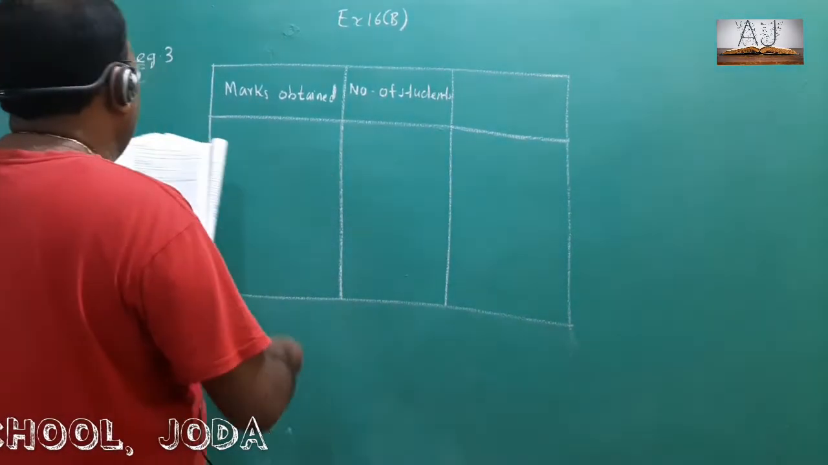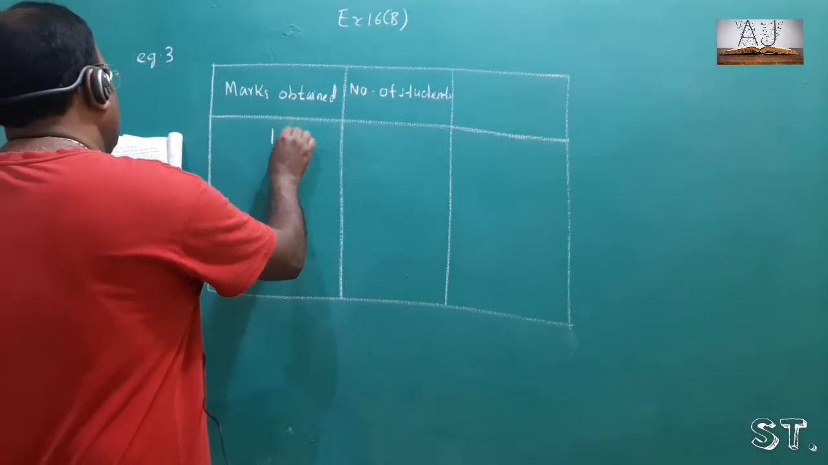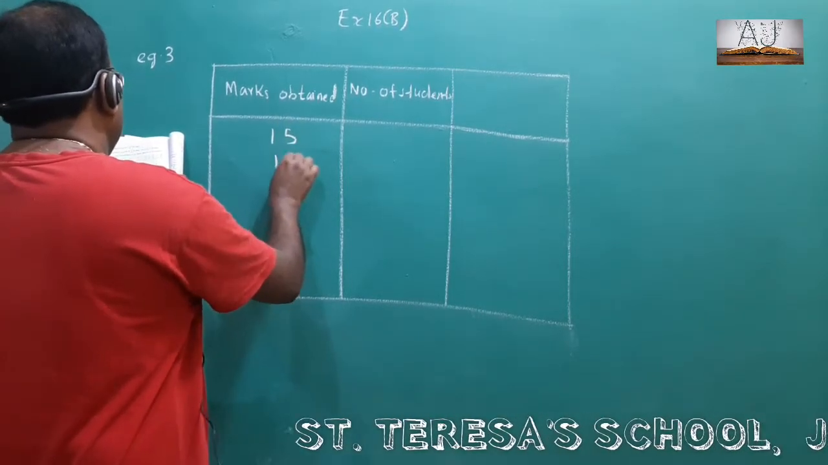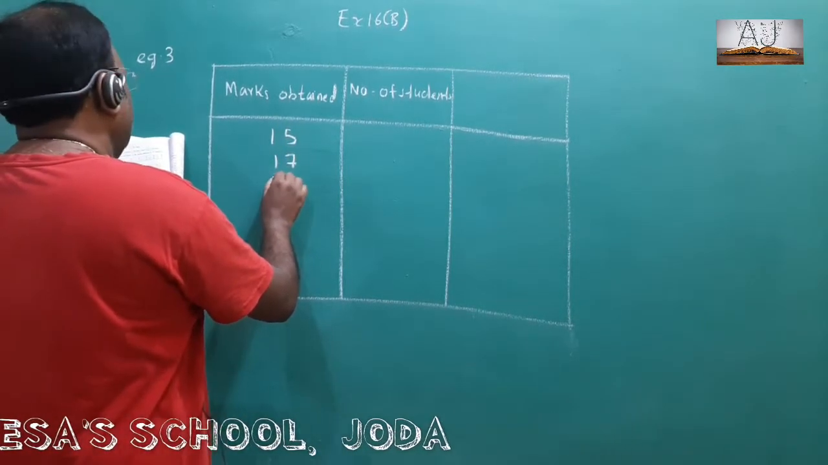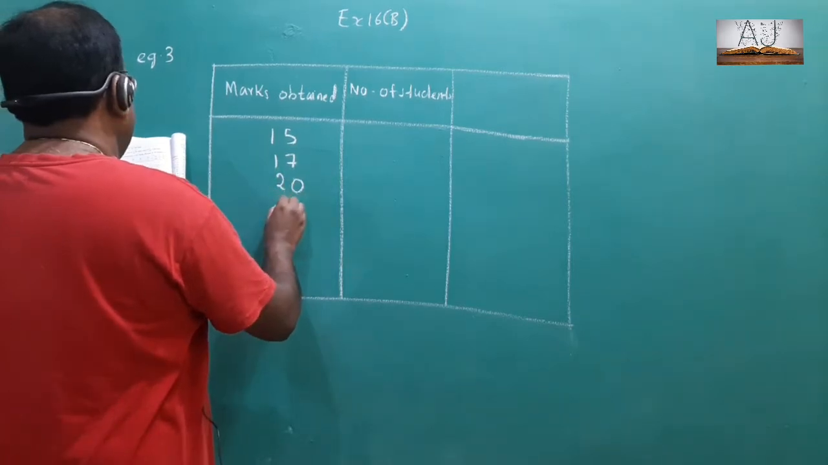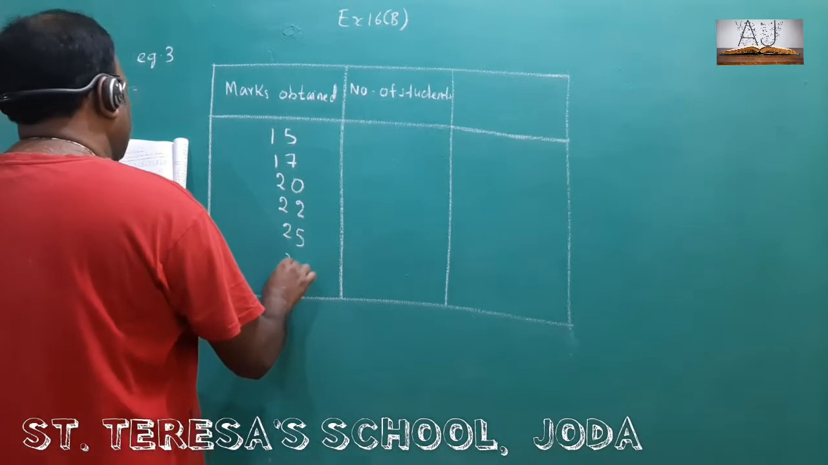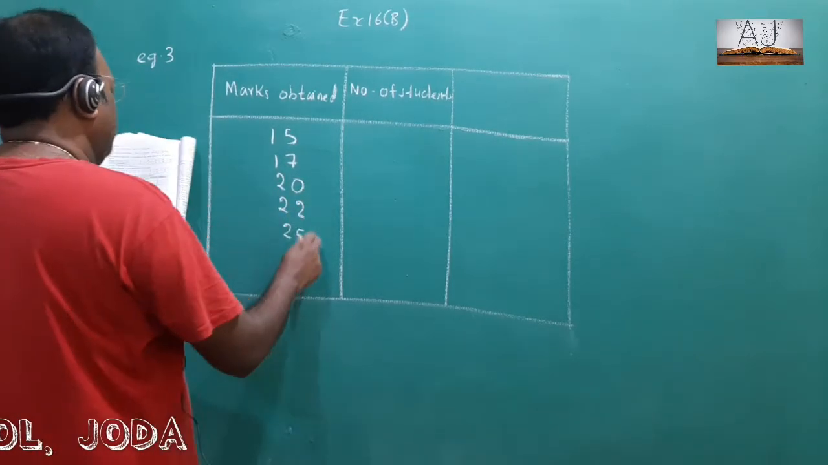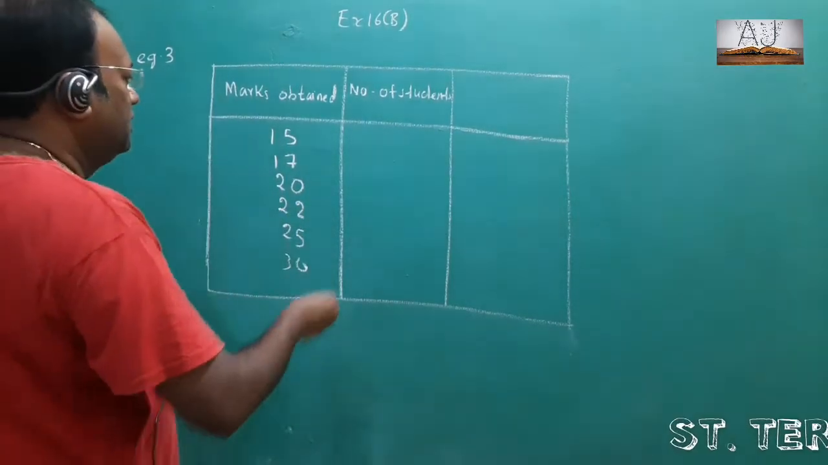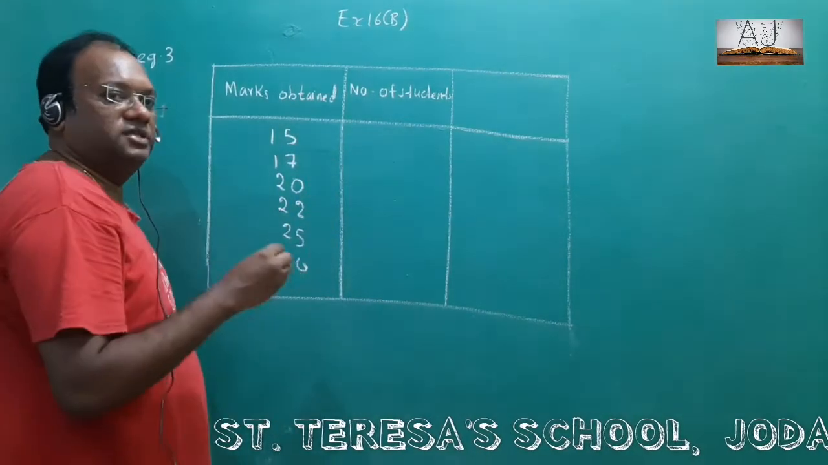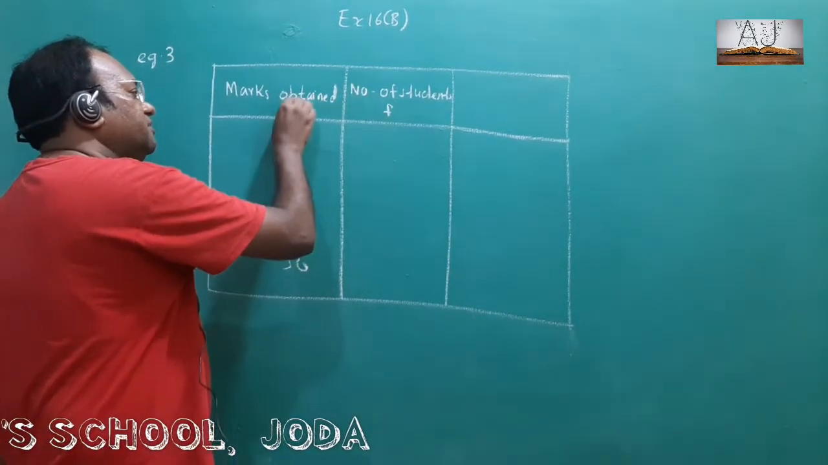Data means here the marks obtained. So first of all, we have to write 15, not 17. After 15, then 17, then we have 20. After that, we have 22, then 25, and lastly 30. So 1, 2, 3, 4, 5, 6. But here, the number of students, that means the frequency, you have to write its respective frequency.